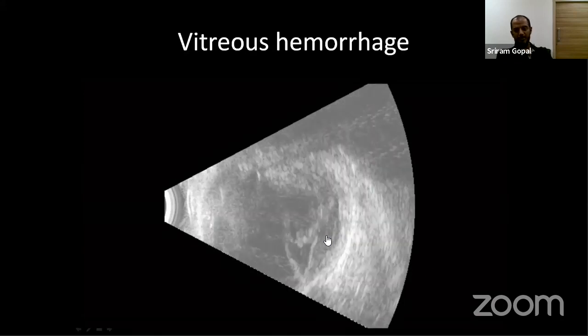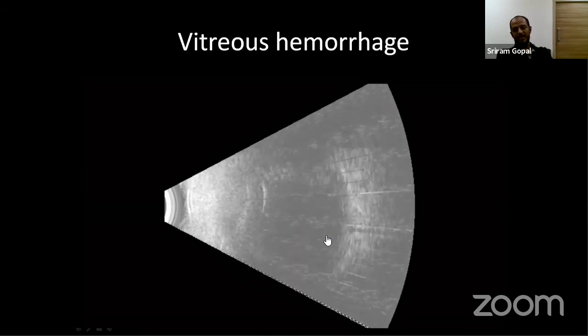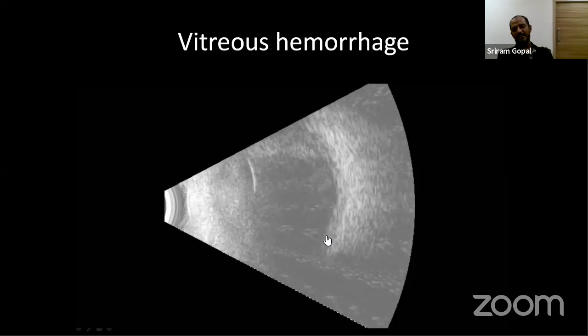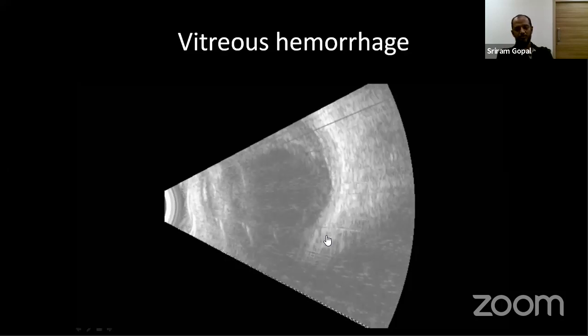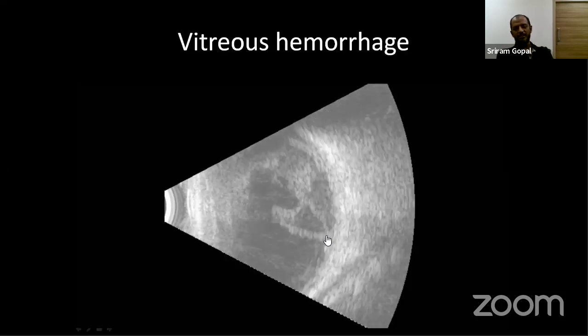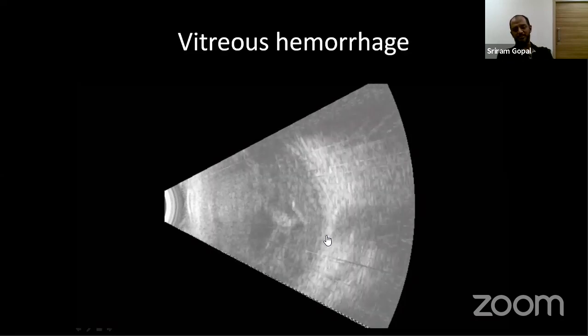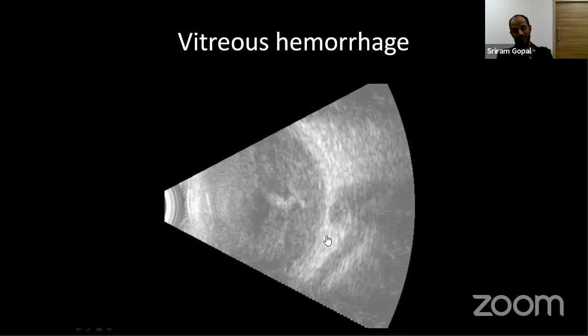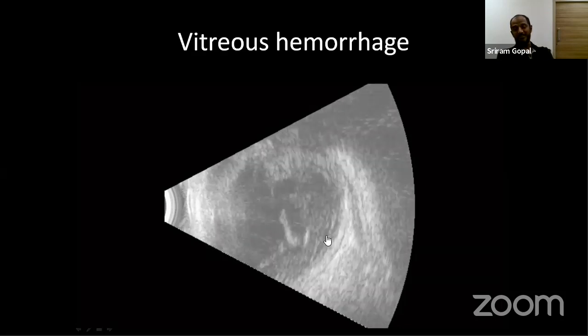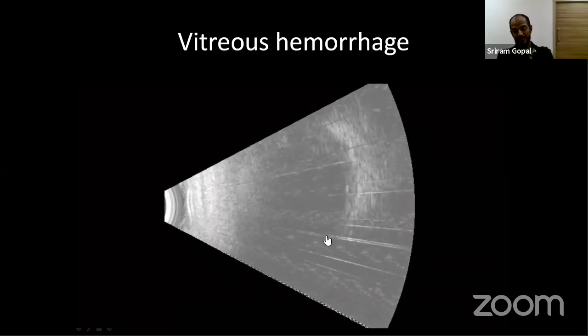This is a patient following trauma. Actually, this patient had both vitreous hemorrhage and an infection. So to put it in a nutshell, just looking at a single picture of a B scan, it is almost always impossible to tell whether a patient has endophthalmitis or a vitreous hemorrhage. There are going to be echoes in the vitreous, and that's it. Based on a single picture, you cannot say.